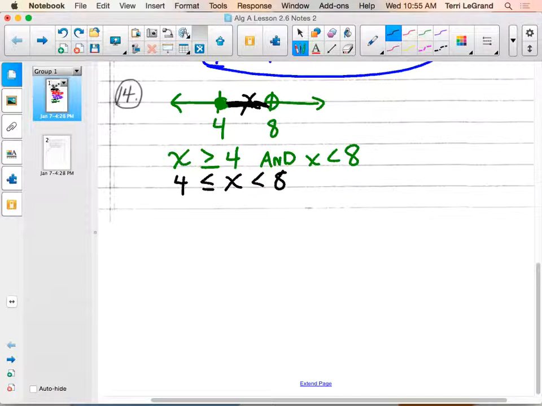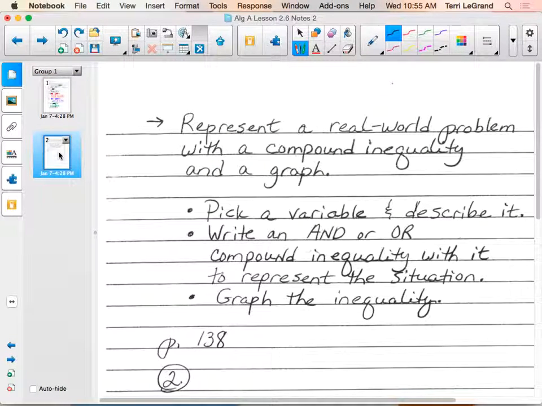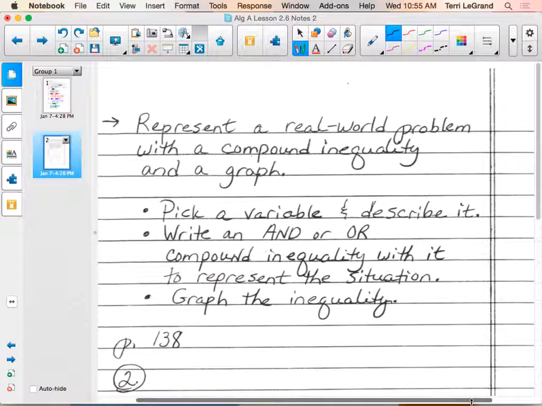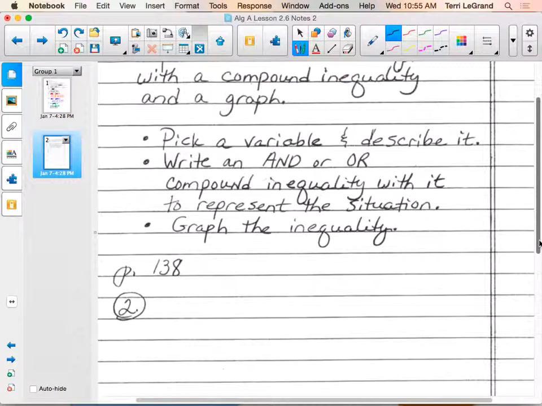Okay, so this is our final answer for this one, in the black on my board. Make sure you have it correctly in your notes. So any questions on being able to write the compound inequality for the graph represented? Okay, let's go to the back then and let's do the other learning goal we have. Being able to represent a real world problem with a compound inequality and a graph.